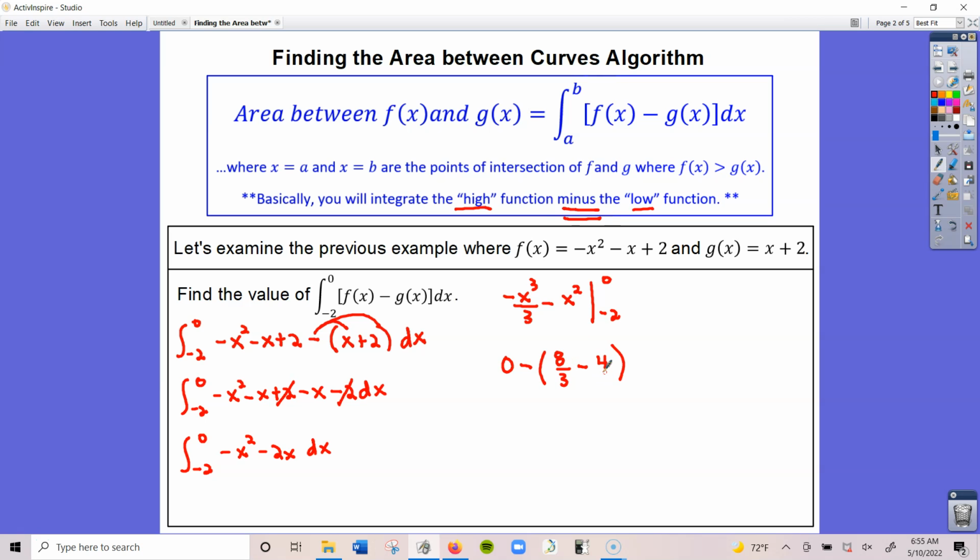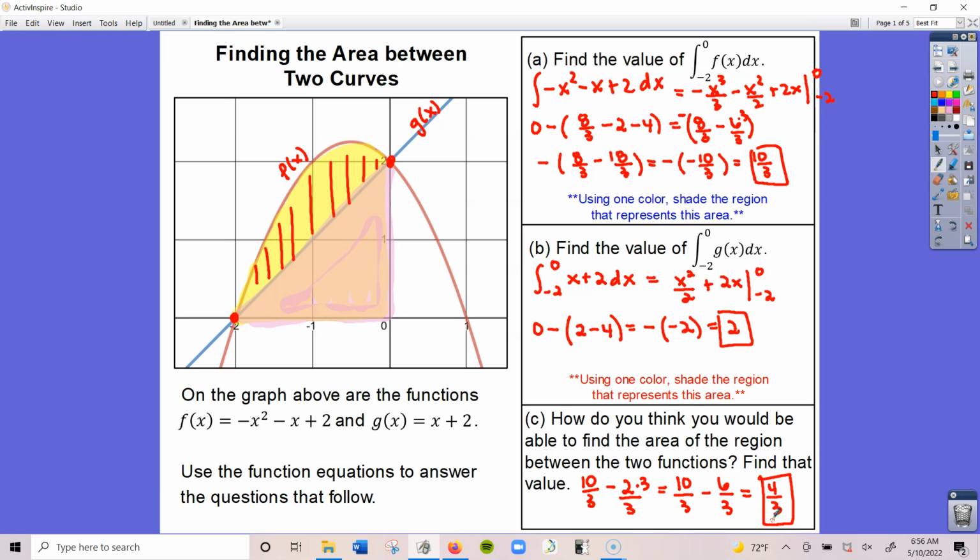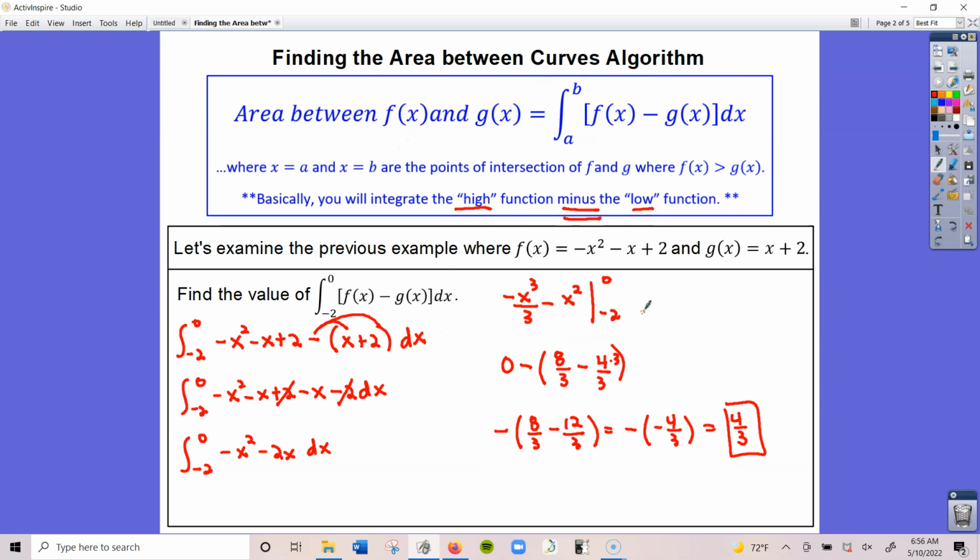I'm going to need to subtract this, so I'm going to put this over 3 and multiply this by 3. So I have negative 8 over 3 minus 12 over 3, which gives me negative 4 over 3. And so our final answer is 4 over 3. And you see that here I got the same thing that I got as my final answer when I subtracted. So it's a little bit easier because now instead of integrating twice, you only have to integrate once.